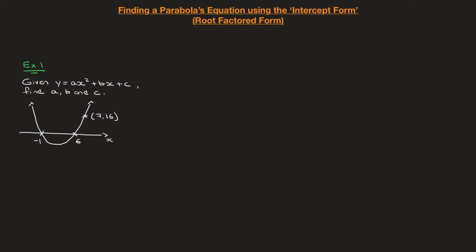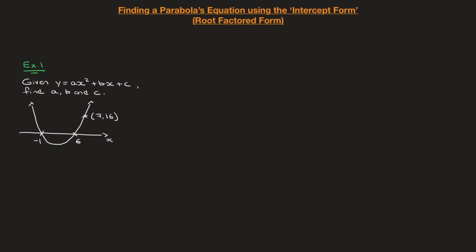Let's see how to find a parabola's equation using the intercept form, which is also known as the root-factored form. To do that, we're going to be working through two examples, the first of which we can see on the screen here. And the second example is on the next slide, but do make sure to watch it because it deals with a bit of a special case that you need to know.